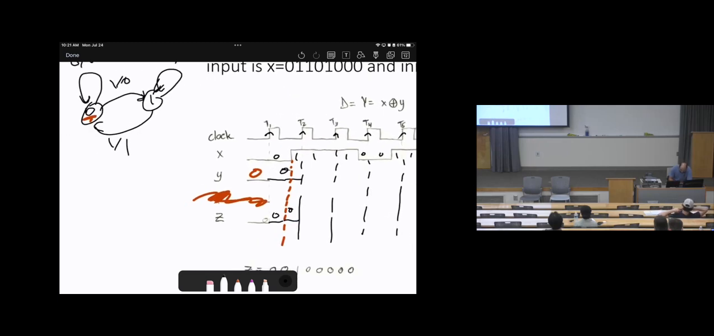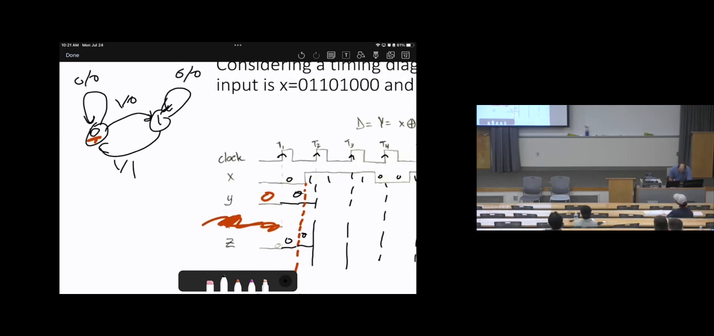Now at T2, the input is 1. So we are at 0, the input is 1, the output is 0, it will move to state 1. So Y will be 1, and the output will remain 0. There is no mid-cycle change. Then here, it will be 1. This means the state will be 1. The output is 0, but there is a mid-cycle change. So this mid-cycle change, which means it will move.